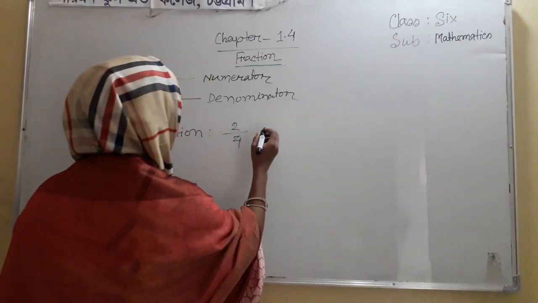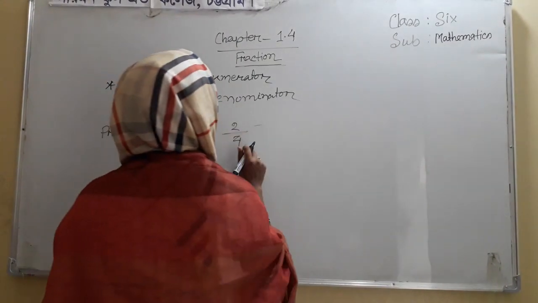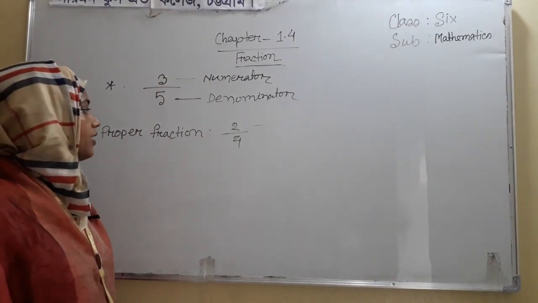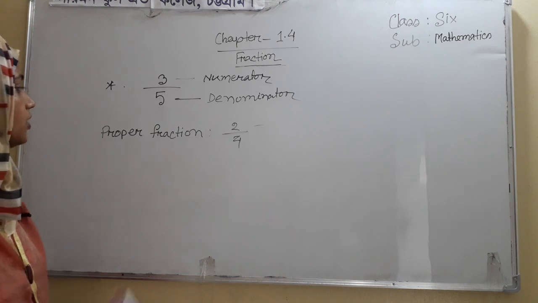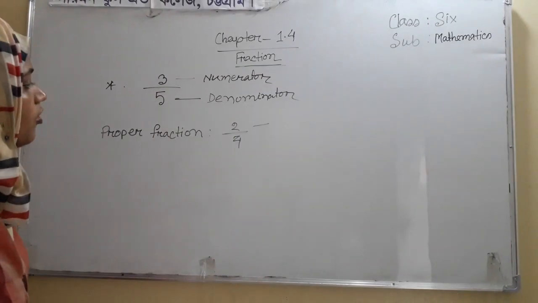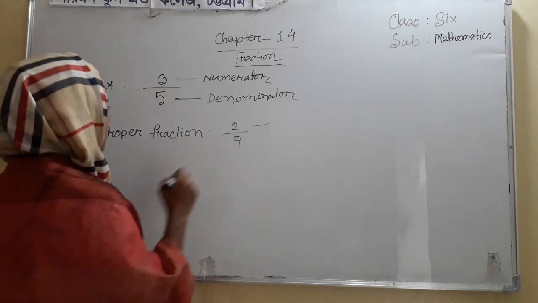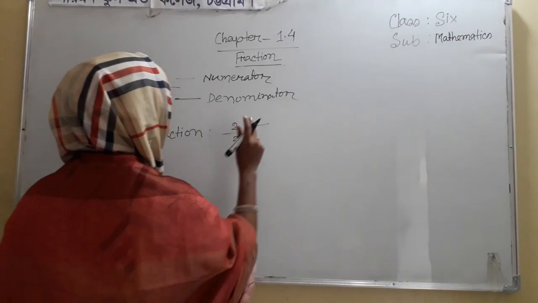Here 2 divided by 4. I write a fraction 2/4. Here 2 is the numerator and 4 is the denominator. If numerator is less than denominator, then this is called proper fraction. We can see that 2 is smaller than 4. That means numerator is less than denominator. That is called proper fraction.